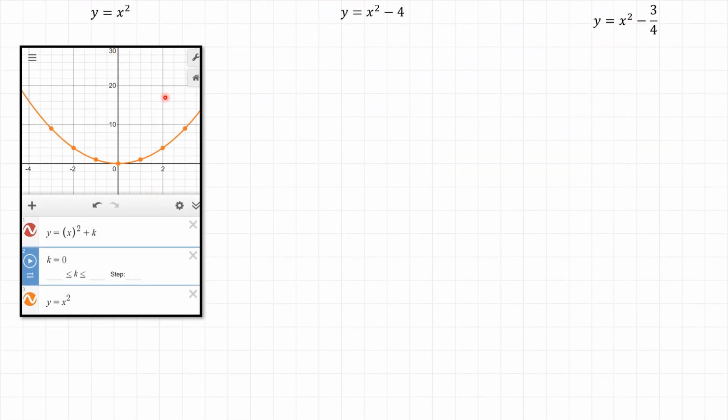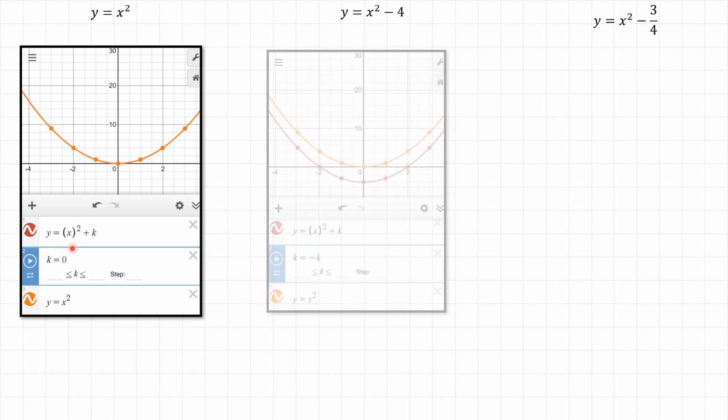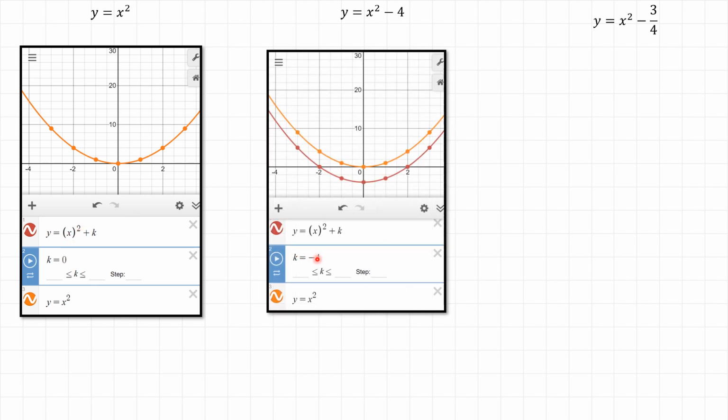What about if k is negative? So if this is, again, k at 0, so it's just y equals x squared, what if I made k a negative number? In this case, it's negative 4. Taking a look here, we see all of the points still exist. They haven't moved left or right. They're still in the same vertical line. But it looks like they have been moved down by 4 units, just like I thought.